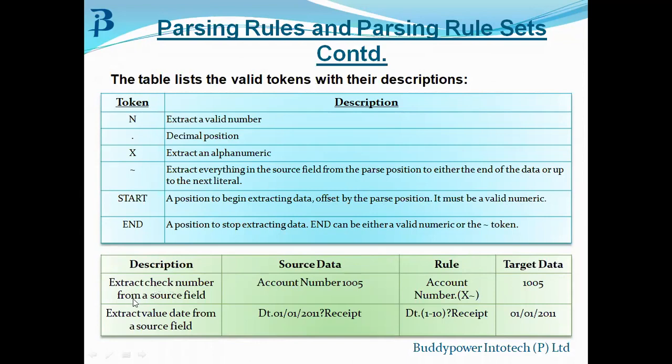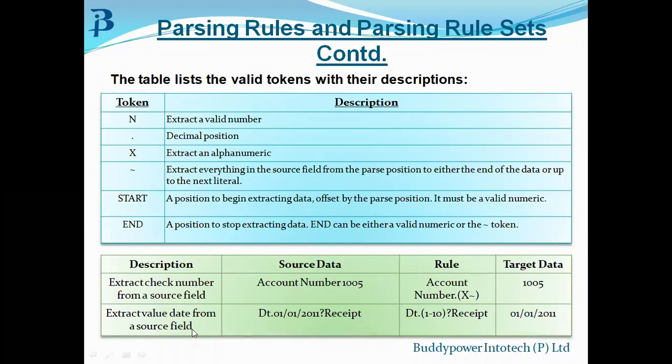Let us look into the example. Extract check number from a source field. The source data is account number 1005. The rule is account number is, within the brackets, you put extract an alphanumeric. X means an alphanumeric, and tilde means extract everything in the source field from the parse position. The target data is 1005. So you'll be extracting the account number from alphanumeric data, and you'll be extracting the whole information till the end of the data. This is what it means. So this is how you do a parse rule setup.